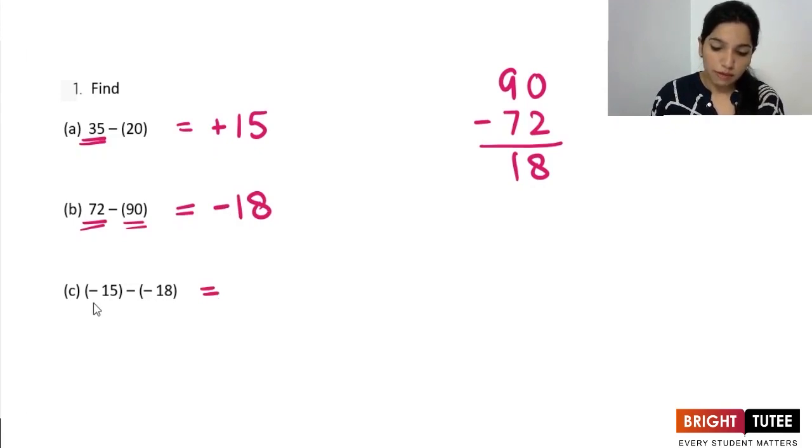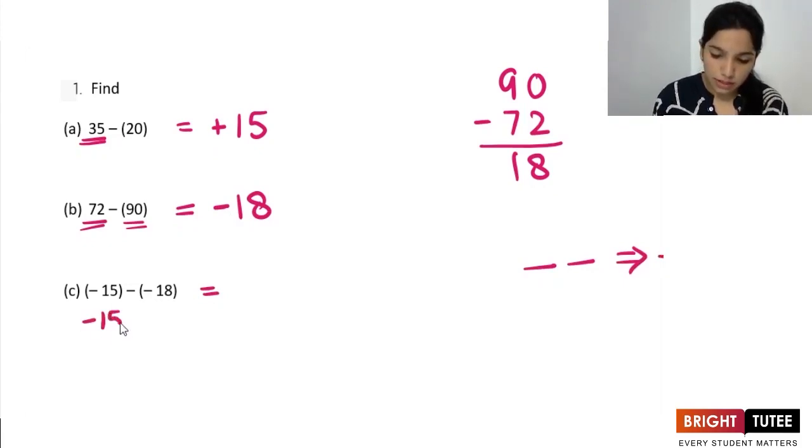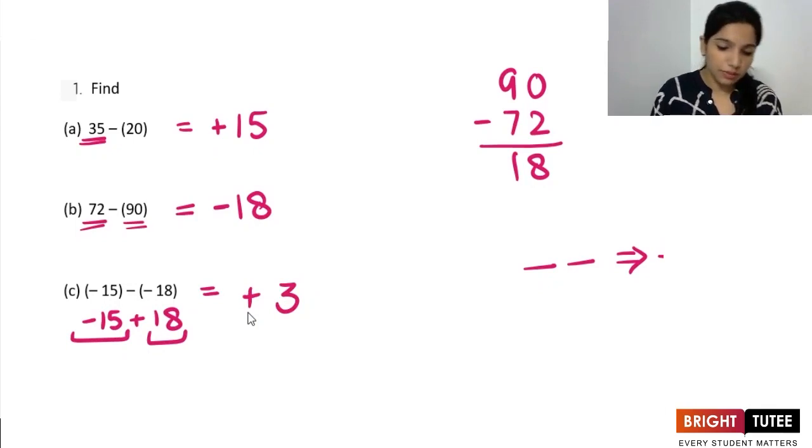Next one, here we have minus 15, minus of minus 18. Minus and minus together make a plus sign. So this becomes minus 15 plus 18. Now we have a negative integer and a positive integer. Simply find the difference. The difference is 3. And which number is bigger, irrespective of sign? It is 18. So it is a plus 3. I hope this is clear.